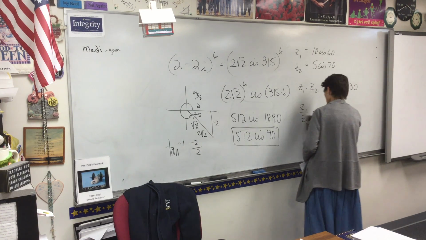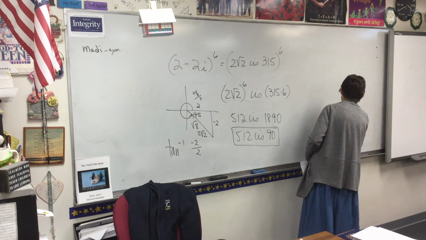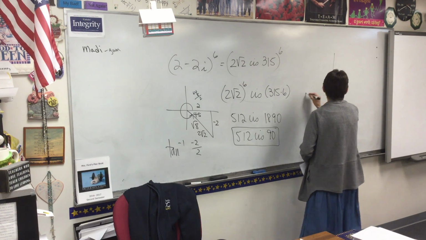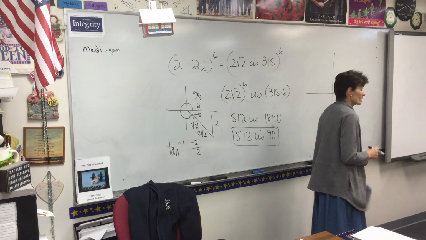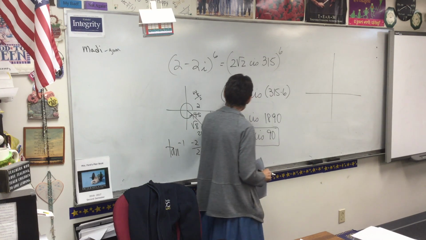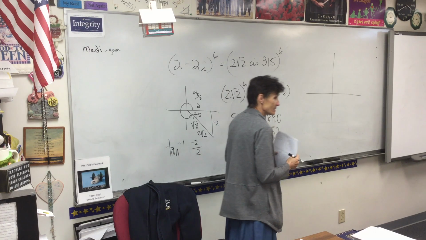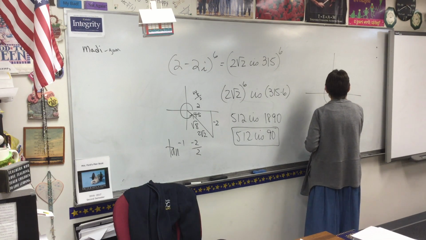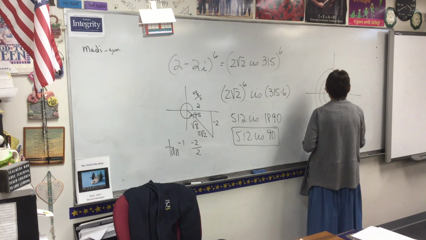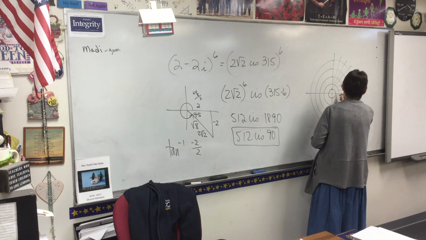Anybody have a question about what I did there? Anybody? This goes in parentheses. I just type parentheses 2, square root of 2, close the parentheses, and raise it to the 6th power. Oh, you can subtract by 360 until it's smaller than 360.